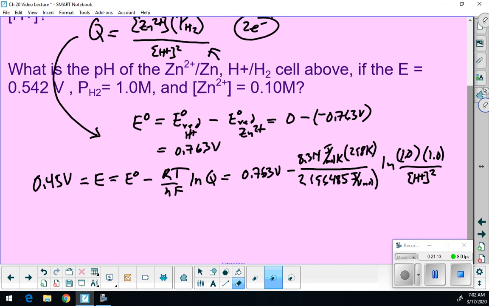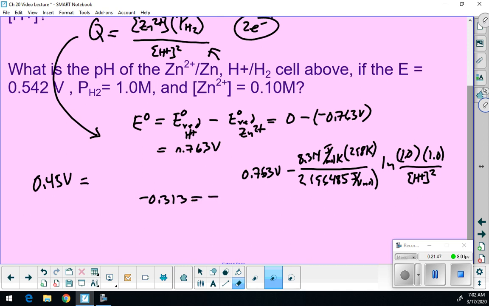All right, so I'm going to get rid of all this. Oh, I have the magic finger, so I can get rid of that, just like that. And now I have all this. I have to solve for my H plus. Are you ready? This is going to be a little painful. Let's see if I can do it. All right, you ready? You trust me? Okay, I'm going to take 0.45. I'm going to subtract 0.763. And what do I get? I get negative 0.313 is equal to negative all this stuff.